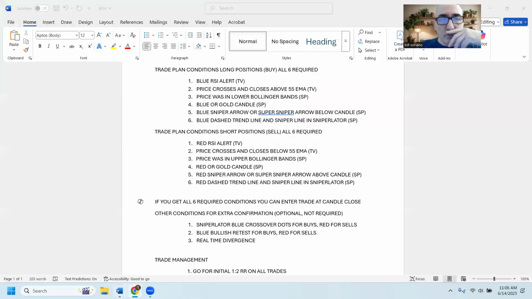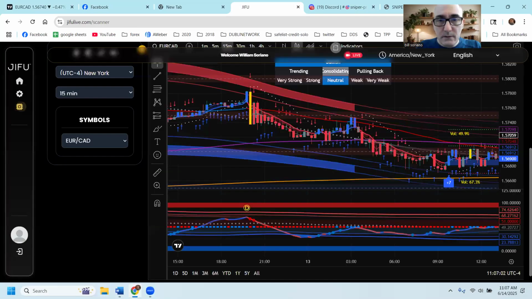So again, we're looking at our rules here for sells, our conditions: a red RSI alert, price crosses and closes below 55, price was in the upper Bollinger Band, that was right. We have a red or a gold candle. Now we have to make sure that we have the red sniper arrow or super sniper arrow above that candle, and we have a red dash trend line and sniper line in Sniper Later, okay? So again, we see we have that red sniper arrow above the gold candle. And we also have a red sniper later line. And on that entry candle, the dash trend line is red for bearish. So this would be a trade that you could take at the close of that candle.